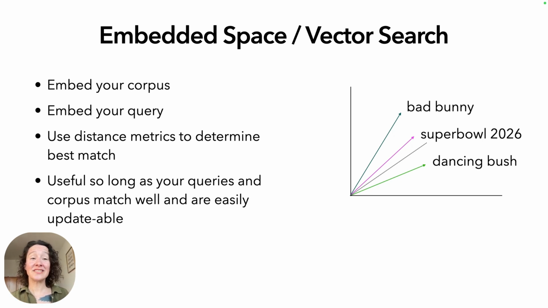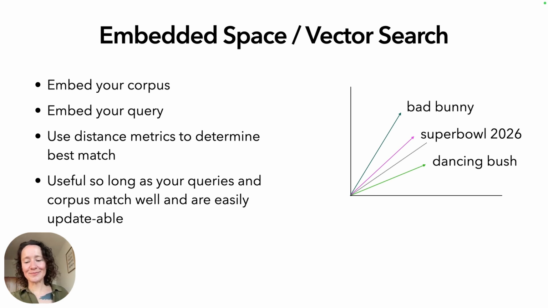And there's a bunch of different vector distance metrics, which means you're probably going to have to experiment with more than one and figure out for the way that you query and for your corpus what is the best that's going to work for you. And again, I just want to put here, this is really useful so long as your queries and your corpus match well and are easily updatable. So you're probably going to have to experiment and figure it out, but it can be pretty powerful.